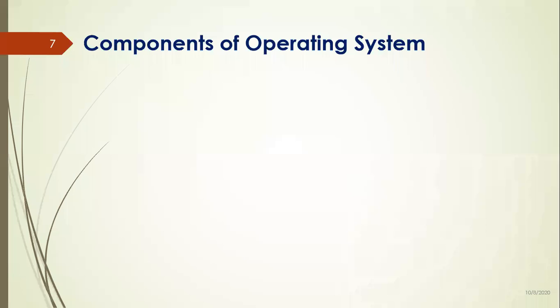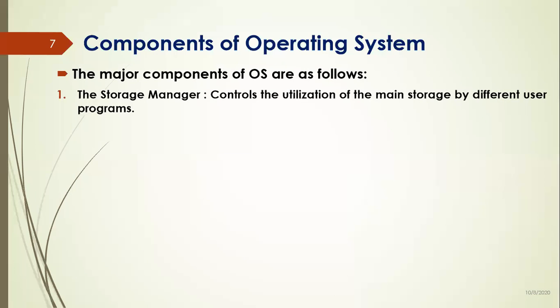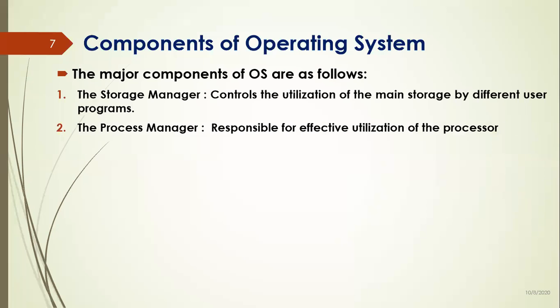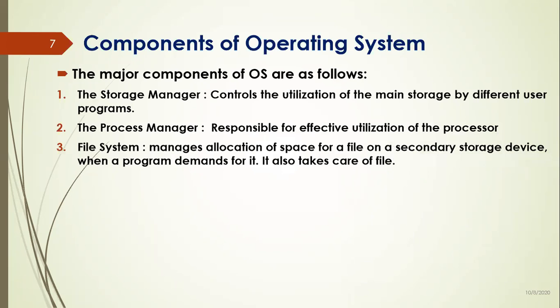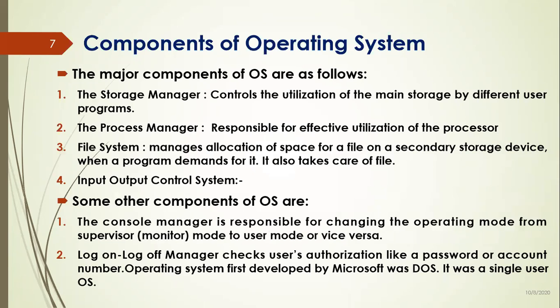Next is the components of the operating system. Major components of the operating system: storage manager is there, then process manager, file system, input output control system is there. So what is storage manager? Storage manager controls the utilization of the main storage by the different users of the program.